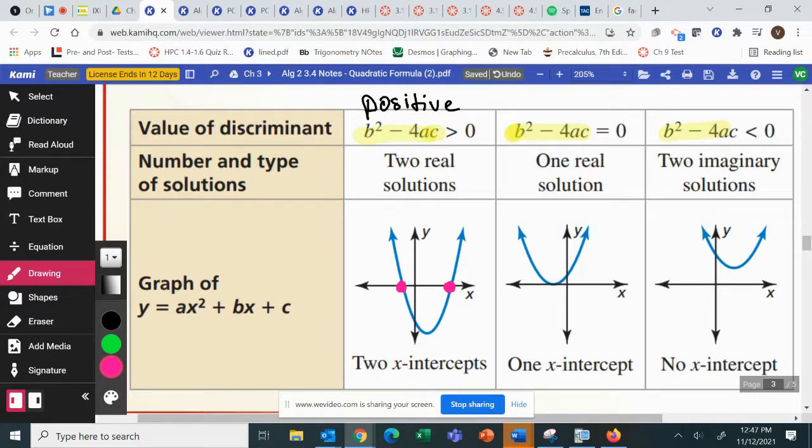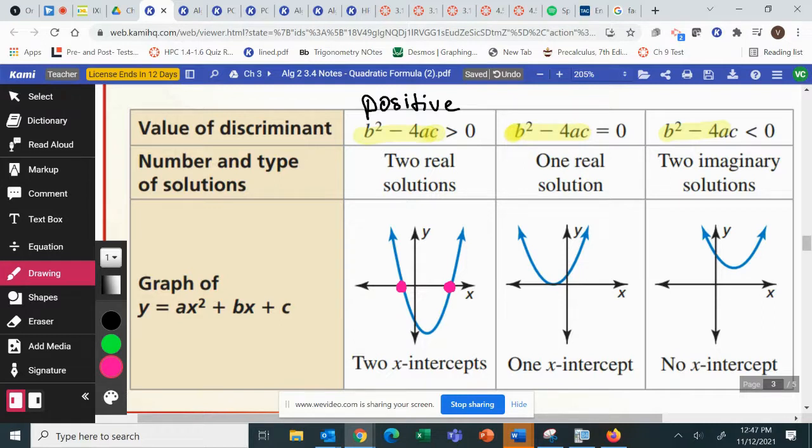Now, this graph right here is just a generic picture. It's not exactly every graph you'd ever get, because we could have it reflected or moved other places. But the concept here is that we would have 2 x-intercepts.